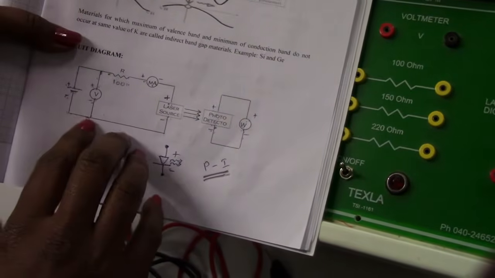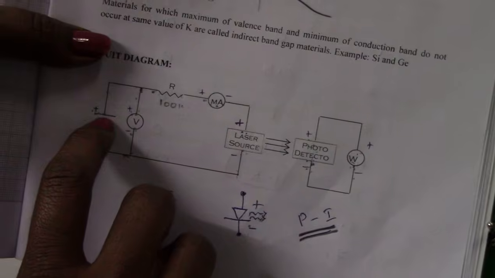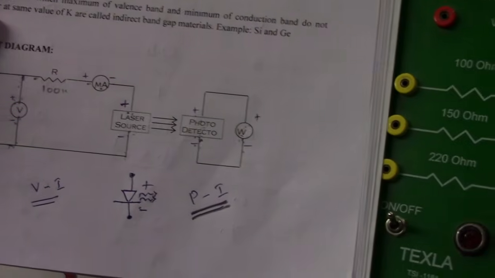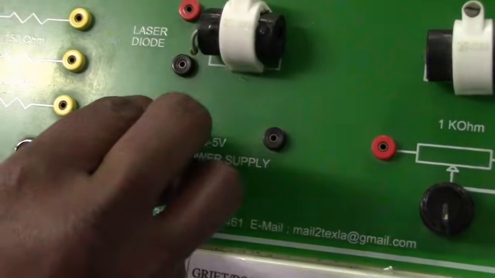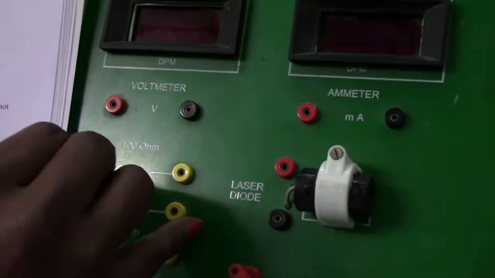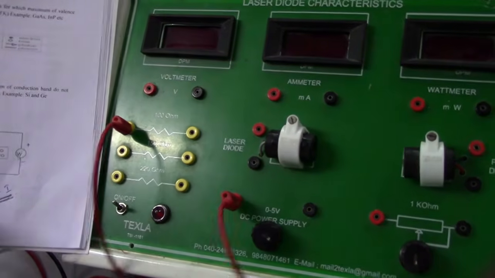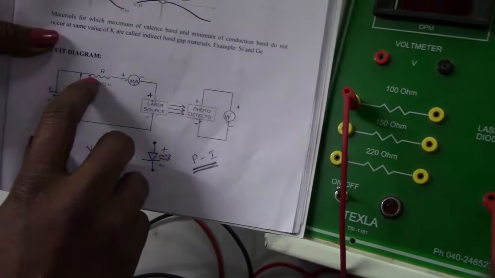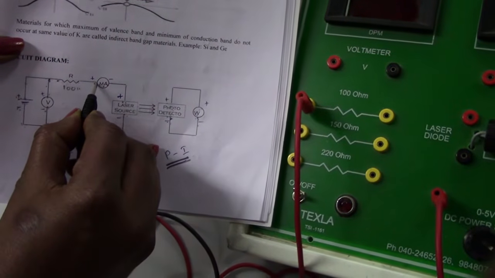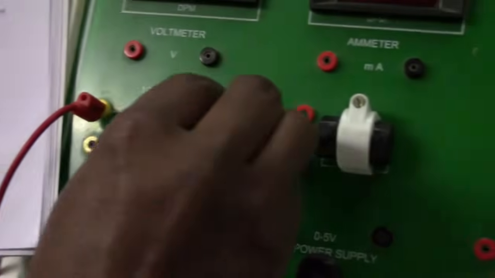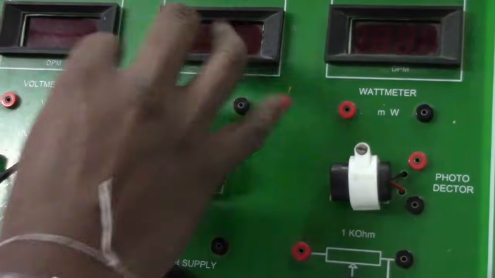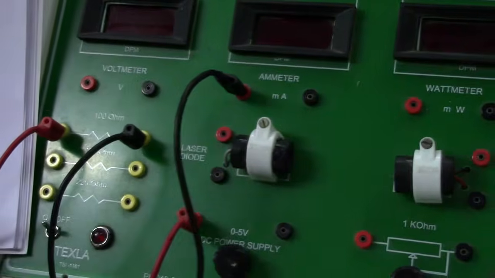Okay, let us start our circuit diagram connections. From the positive terminal of our battery eliminator to the resistor's first terminal. I have taken a connecting wire. From the positive terminal of my 0 to 5 volt DC battery eliminator, I am giving to the first terminal of my 100 ohm resistor. This is the first connection. Now from the second terminal of the resistor to the positive terminal of the milliammeter. This is our second connection.